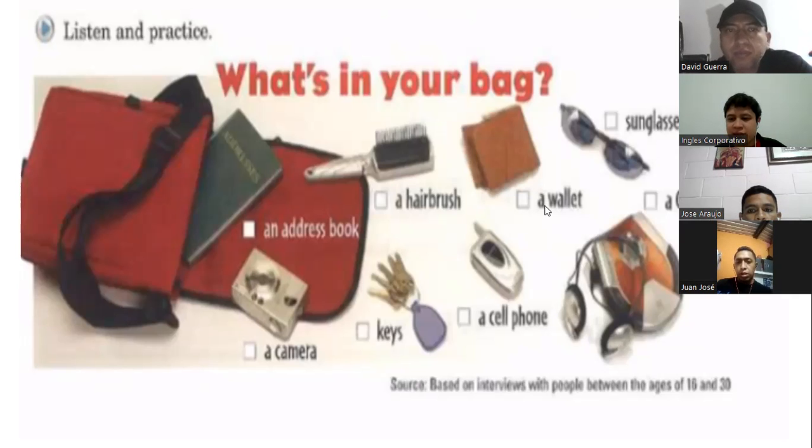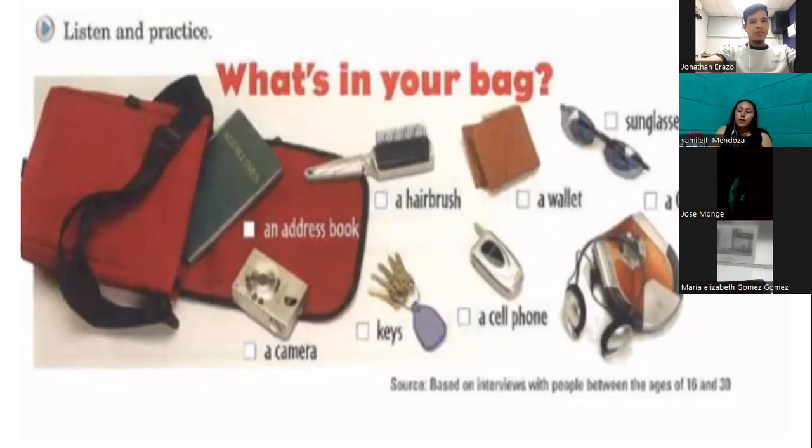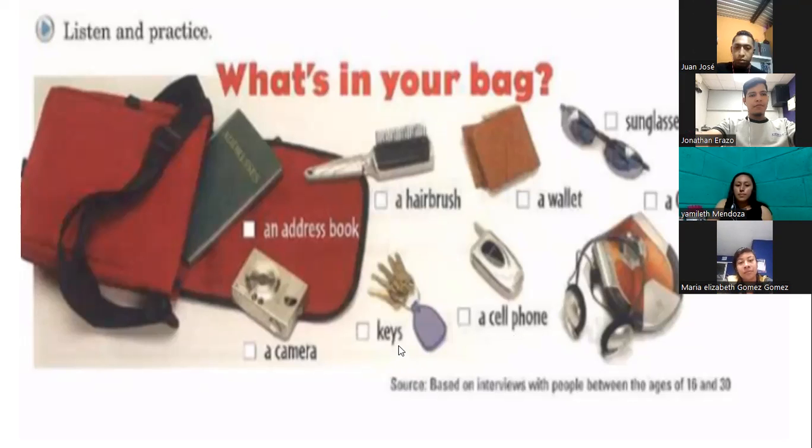We have sunglasses. Sunglasses. Okay, perfect. A camera. Okay, perfect. Keys. Nice. We have cell phone. Cell phone. And now we have a CD player. Perfect, guys. Okay, so this is the vocabulary that we have for today, guys.